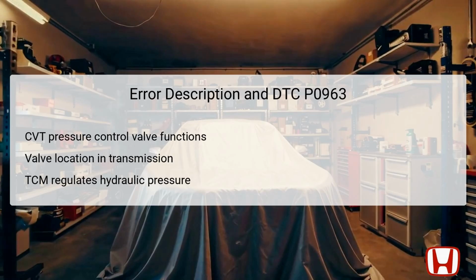The TCM, or Transmission Control Module, continuously monitors the current flowing through the valve, ensuring that the hydraulic pressure aligns with the required specifications. An incorrect reading from the TCM can trigger a malfunction indicator light, MIL, and lead to performance issues such as unexpected shifts or slipping. It is essential for the valve to function correctly for optimal vehicle performance, especially under varying load conditions.